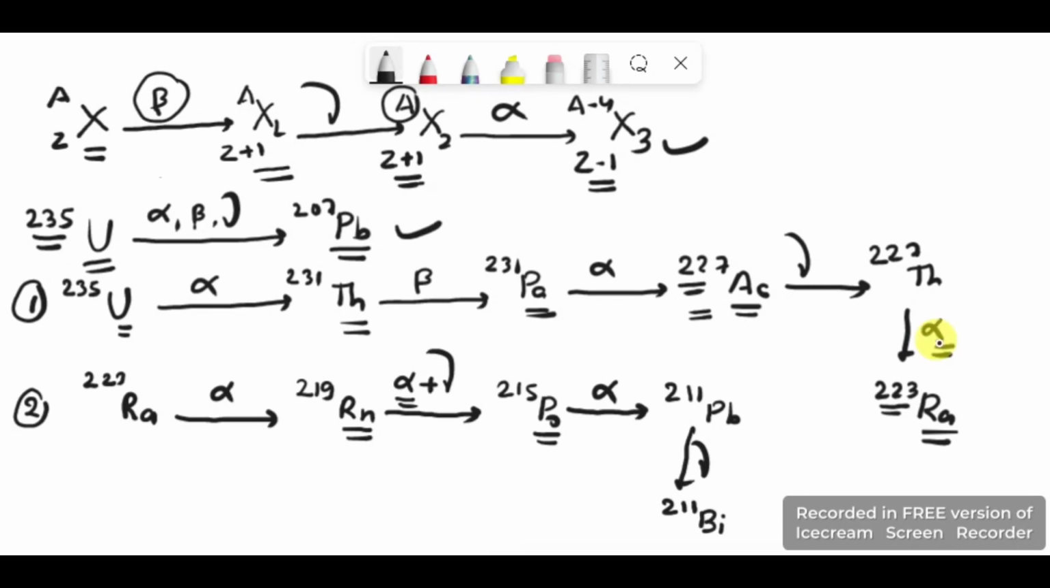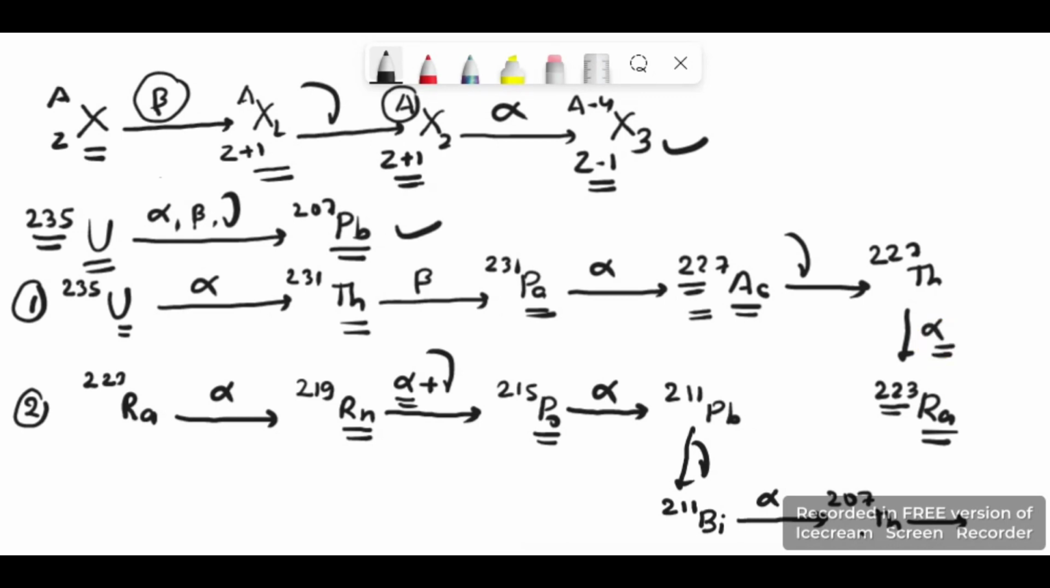Okay, and this bismuth again undergoes a radioactive decay, and we got a new product. During the emission of an alpha particle, the decrease in the atomic mass is by how much? 4. So we will write 207, and we got a new substance, that is thorium.